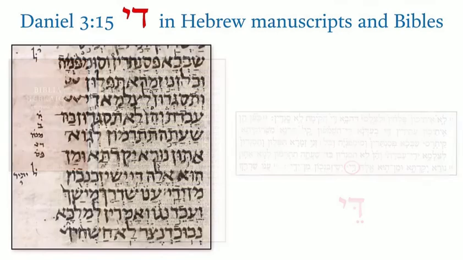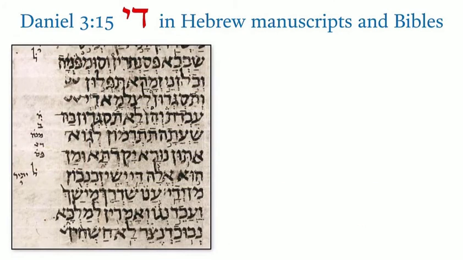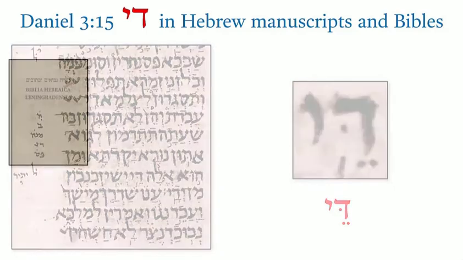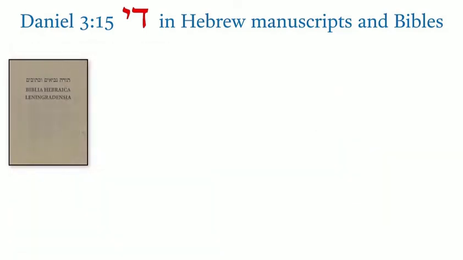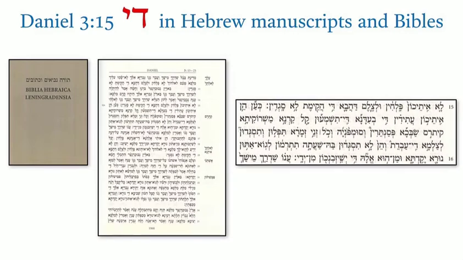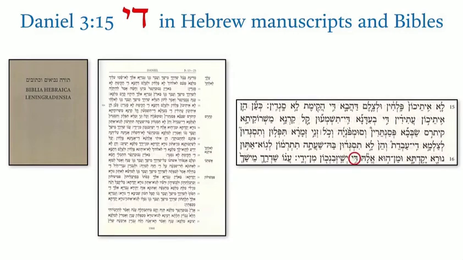Well, now let's go to the Leningrad Codex, which is where BHS comes from, and we see indeed that the Leningrad Codex has a tere yod, not a hirik yod, 2 dots instead of 1. Now let's turn to another scholarly edition of the Leningrad Codex, the Biblia Hebraica Leningradensia. Its page is 1068 for Daniel 3:15. Let's expand that text, and we see right there that, wait, it has a hirik yod.